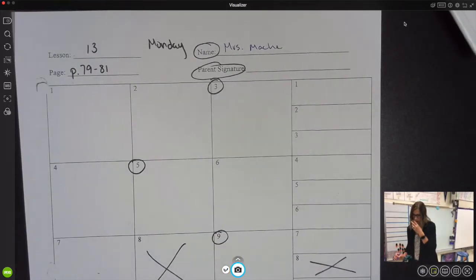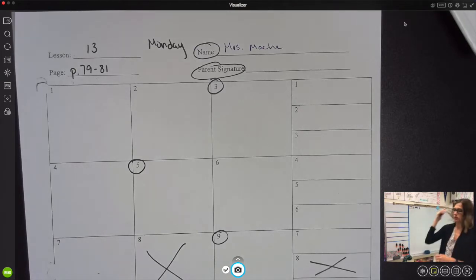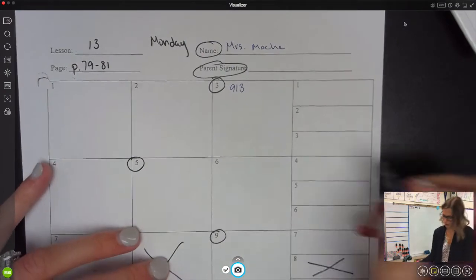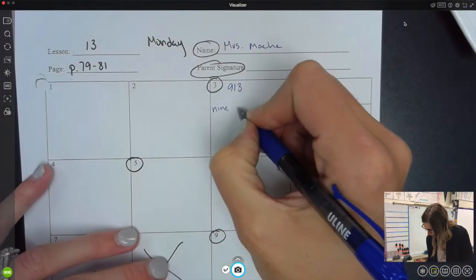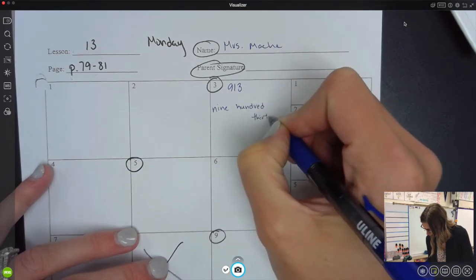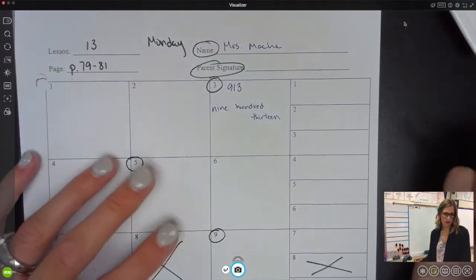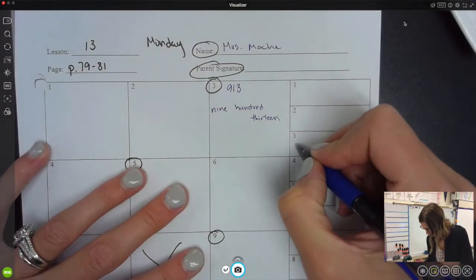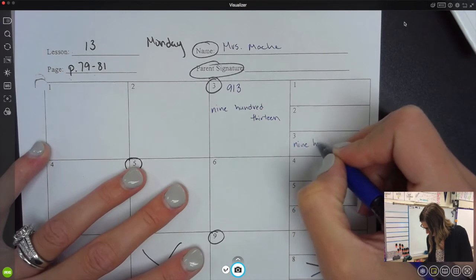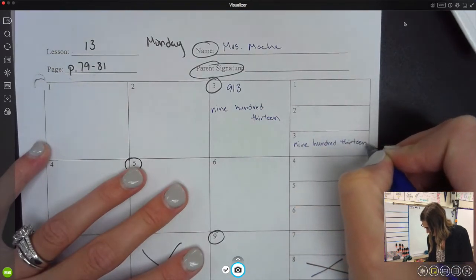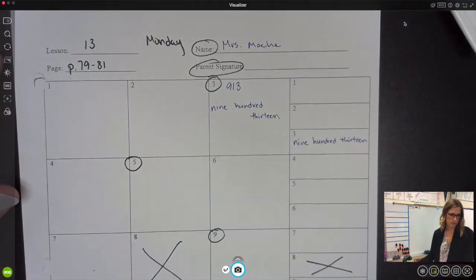Number 3 says, use words to write the number 913. So it says use words. So we write 913. Let's write it with words. Now, I know it makes Miss Bryant's life when she corrects way easier when I've got stuff in the box here instead of the side. So I'm going to write this here for her too. Notice how neat it is. Makes it really easy for Miss Bryant to read it.